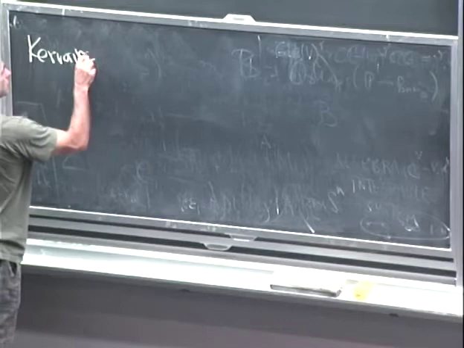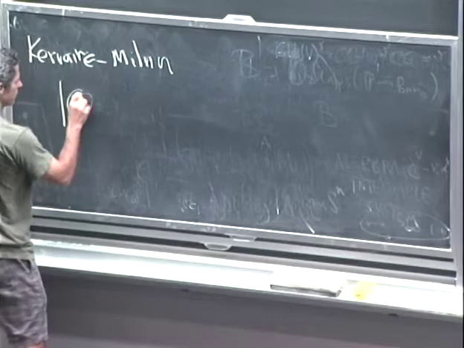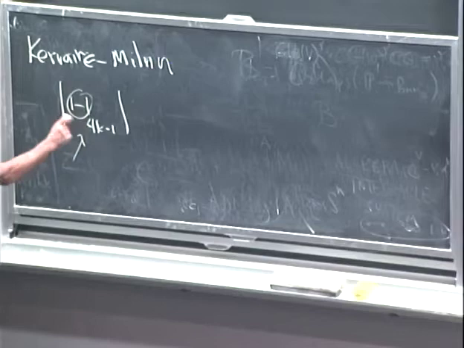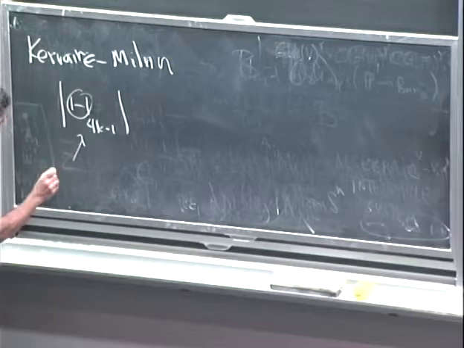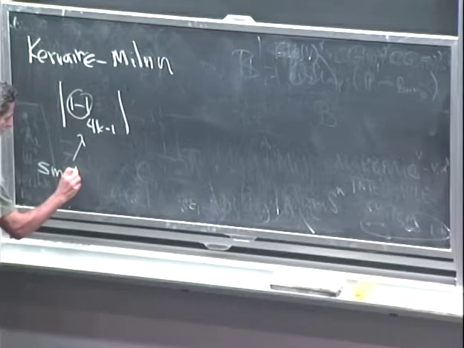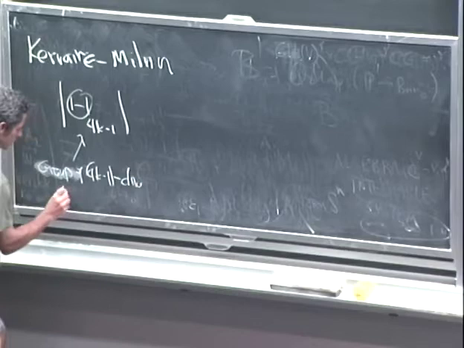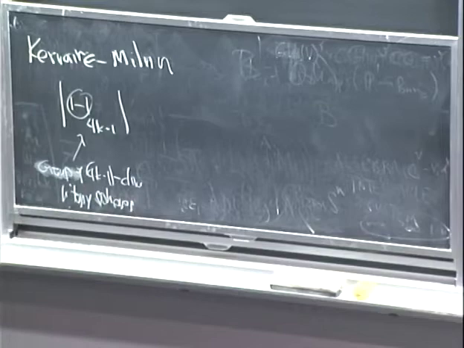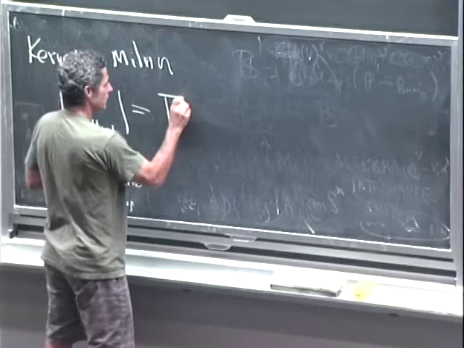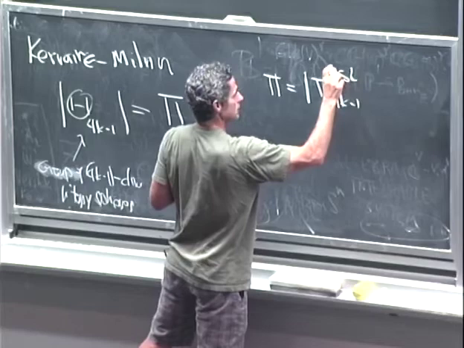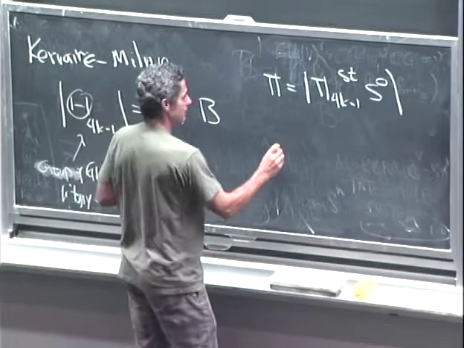They showed that the order of a group, the group of smooth structures on the 4k minus 1 sphere, up to h-cobordism, which is the same as diffeomorphism in dimensions greater than 5, the group of homotopy spheres, that group has order two factors, pi times b. Pi is the order of the stable homotopy groups of spheres in that dimension, and b is, I always forget these powers of two.